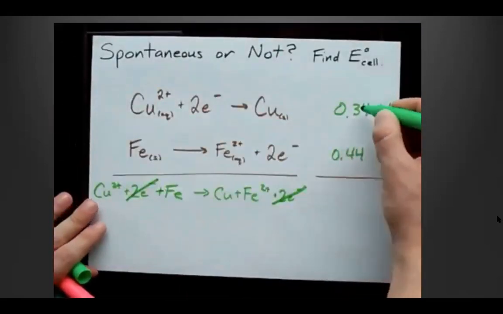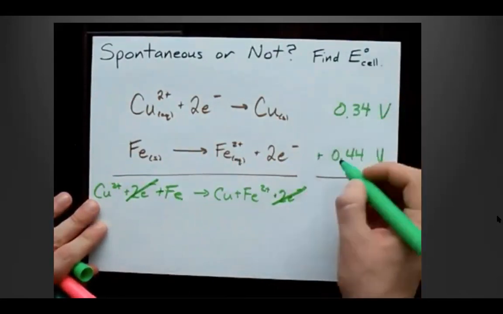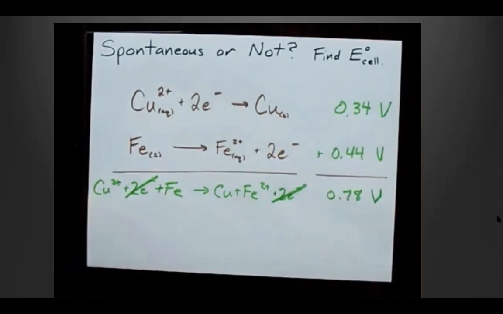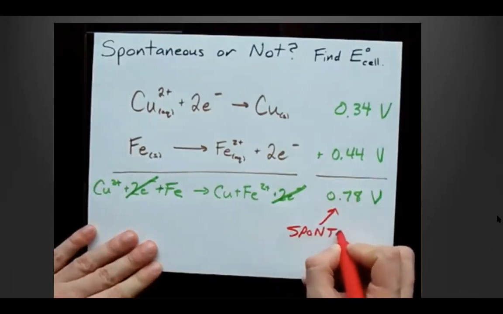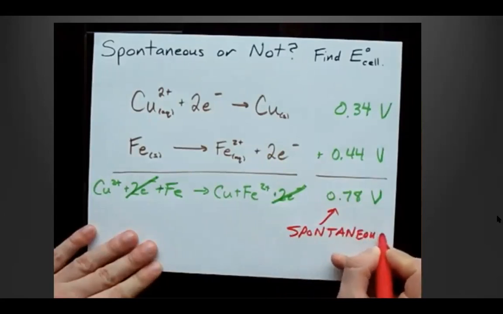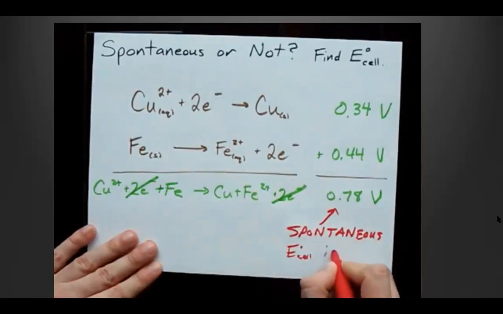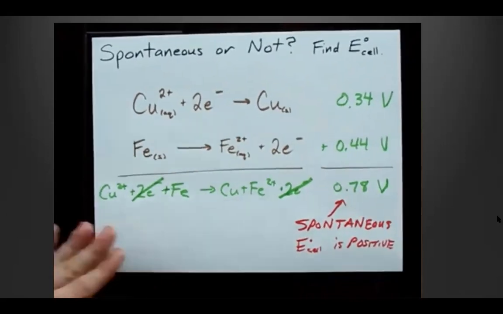What is E cell? E cell is what I get when I add these together. 0.34 plus 0.44 is 0.78 volts. So this overall redox reaction has an E cell, or standard cell potential, of 0.78 volts. This is a spontaneous reaction, or it happens exactly as I've written here, because E cell is positive. Positive E cell means it happens as written.